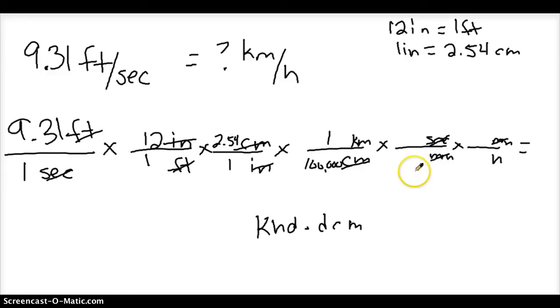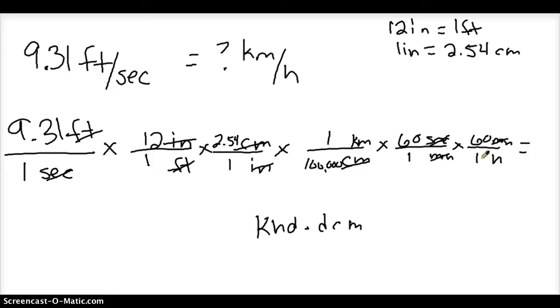All right, so then if we're talking seconds to minutes, we know that there's 60 seconds in 1 minute, and we know that there's 60 minutes in 1 hour. We're going to multiply everything on top, so 9.31 times 12 times 2.54 times 60 times 60 equals.